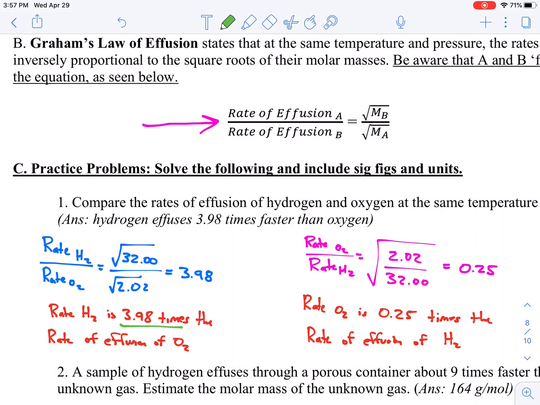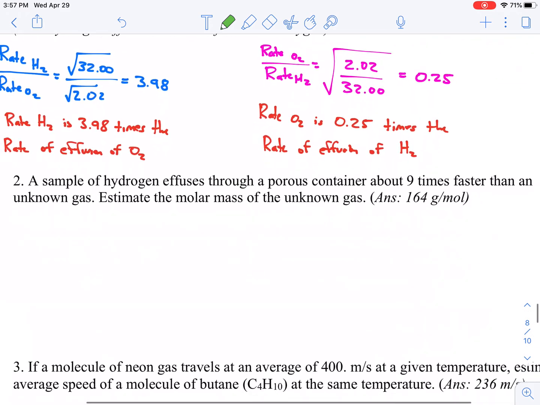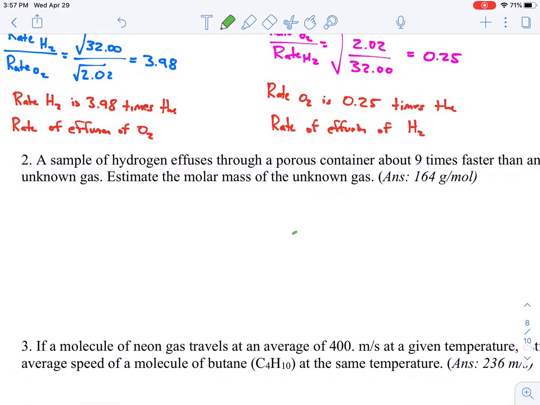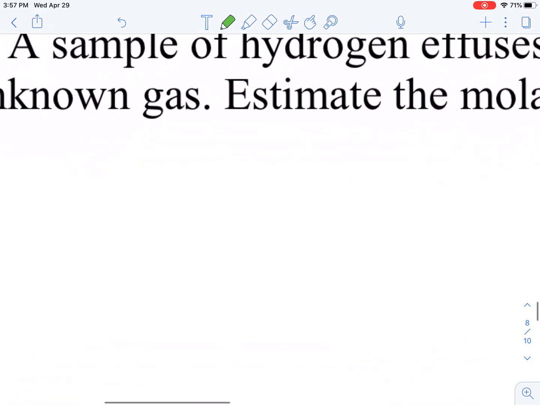Hydrogen is moving about 4 times faster than oxygen, and hydrogen is lighter. Okay, so let's try another one. Let's deal with hydrogen, and this time we're going to compare it to an unknown. So this one's going to be a little bit weird, right? Let's set up our equation.